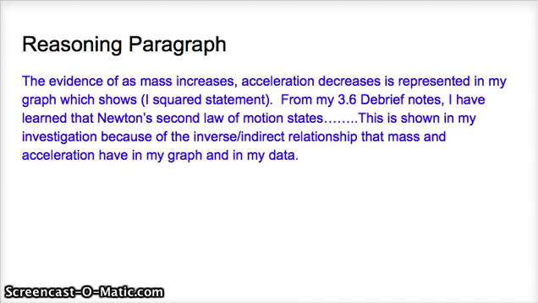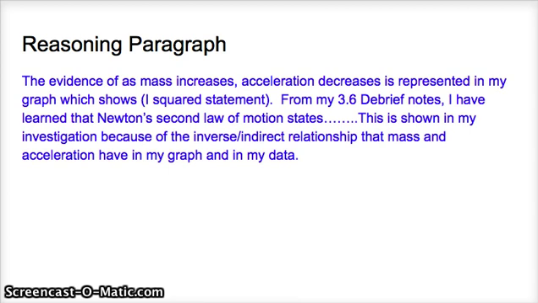And so here's a good way to start this and to include the information that you have already gathered. So the evidence of as mass increases, acceleration decreases is represented in my graph, which shows, and you have to include your I-squared statement again. And this is the last part. Where did you get this information? Like, how do you know that as mass increases, acceleration decreases?